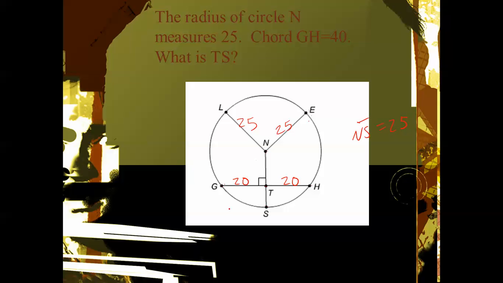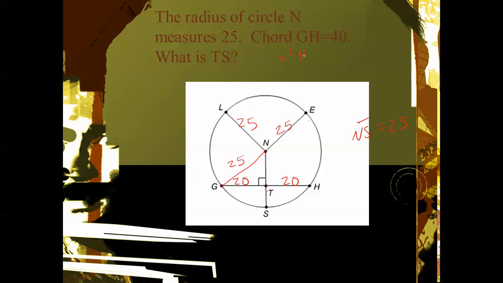In order to find TS, the first thing that we're going to have to do is find NT. We know that GT is 20. Now here I can connect G and N together, and look, I've made another radius, so I know that this is 25. Now, if you've noticed, I've made a right triangle, so I can use the Pythagorean theorem to find side NT.